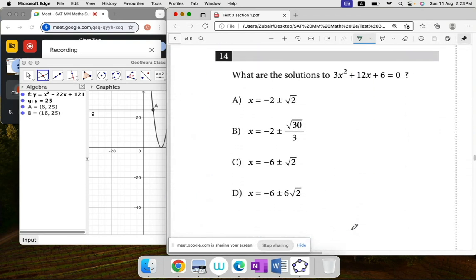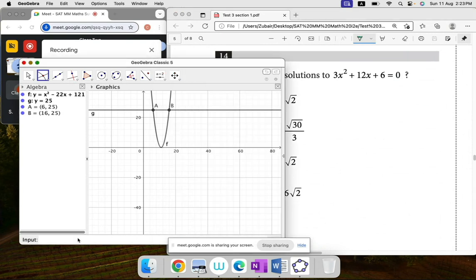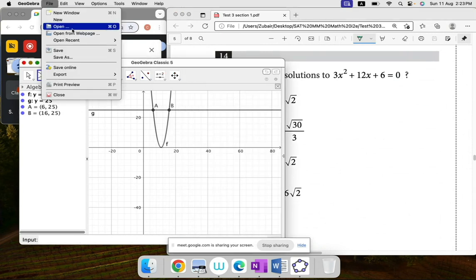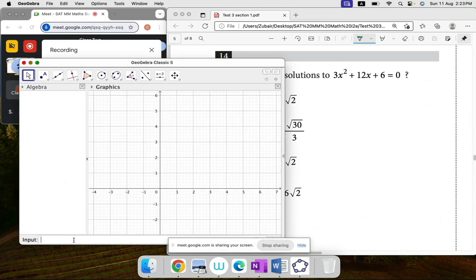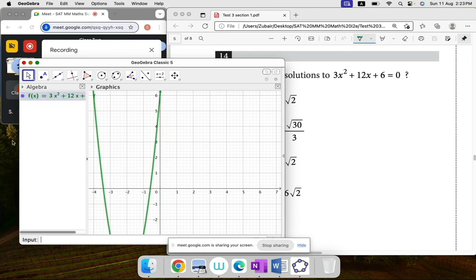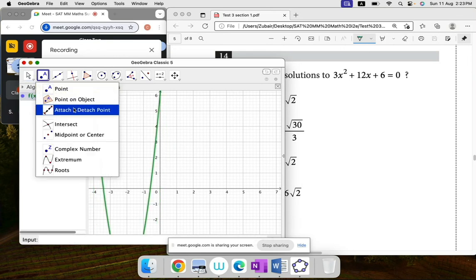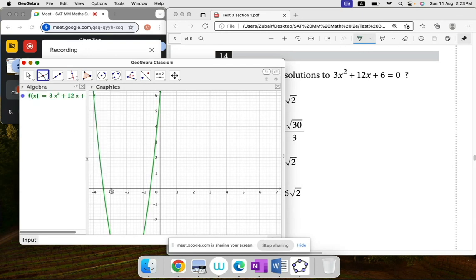What are the solutions to this equation? Now see, if I have this graph, it would be fresh all the time. So this is 3x square plus 12x plus 6. You see solutions. And now I think that's cheating because these are in decimals, minus 3.41 and negative 0.59.